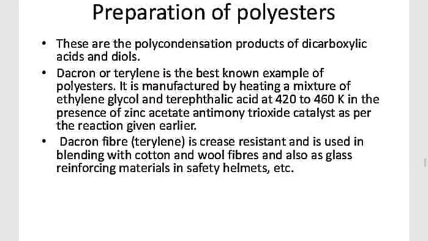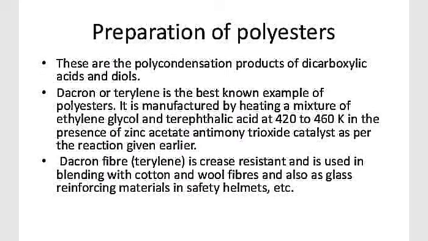Now is the second kind of condensation polymer, polyester. Polyester, that is ester linkage will be many times, and esters are formed by dicarboxylic acid and diol. So these are the polycondensation product of dicarboxylic acid and diol. Dacron, Terylene is the best known example of polyester.